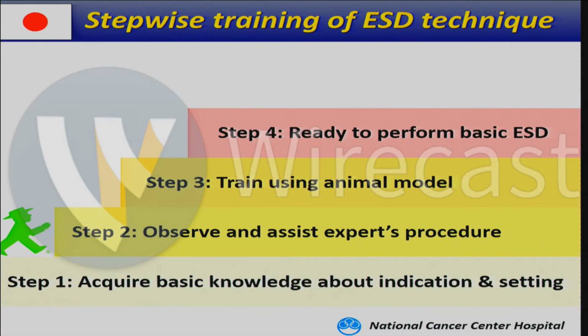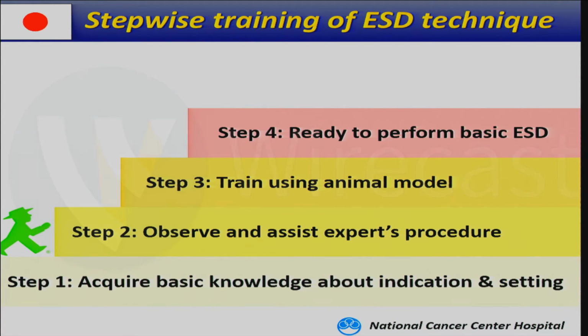So I'd like to show you our training system at the National Cancer Center Hospital. We usually let a young doctor first acquire the basic knowledge about the indication and setting, and then let them observe and assist the expert procedure. And then the training using the ex vivo animal model, and finally they are ready to perform basic ESD.